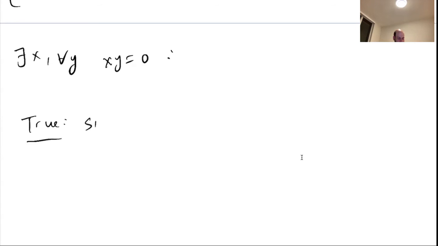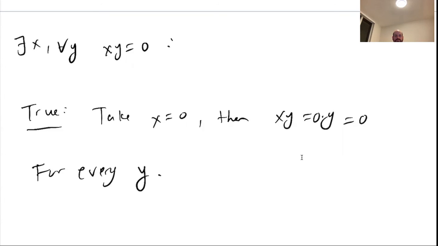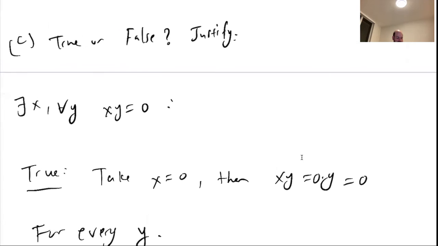So you can set or take X equals 0. We needed at least one X value. Well, I am suggesting that we take X equals 0. Then XY will be equal to 0 times Y, which is equal to 0 for every Y. Okay, so this one is true.